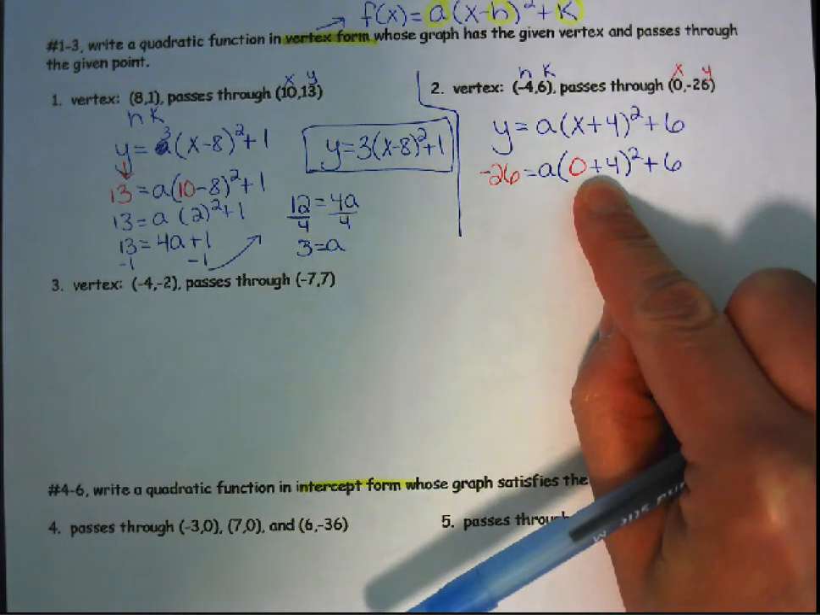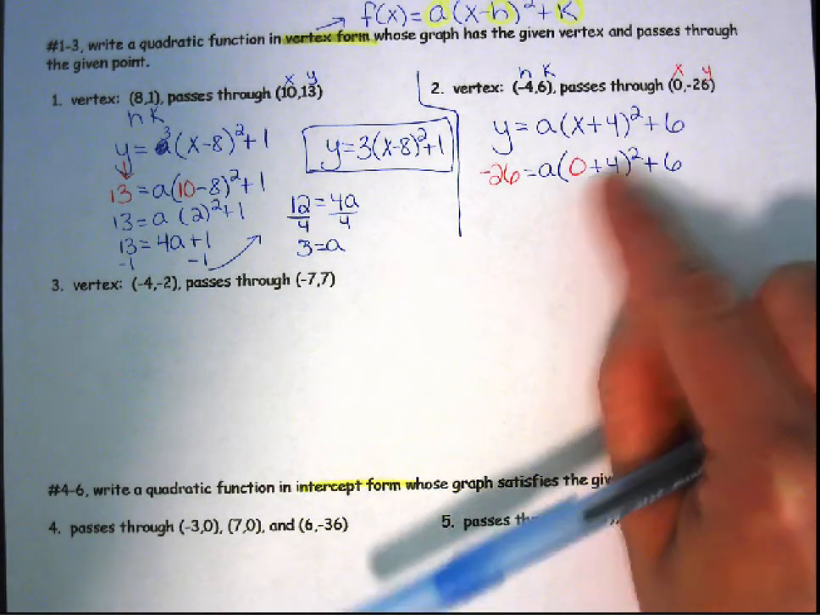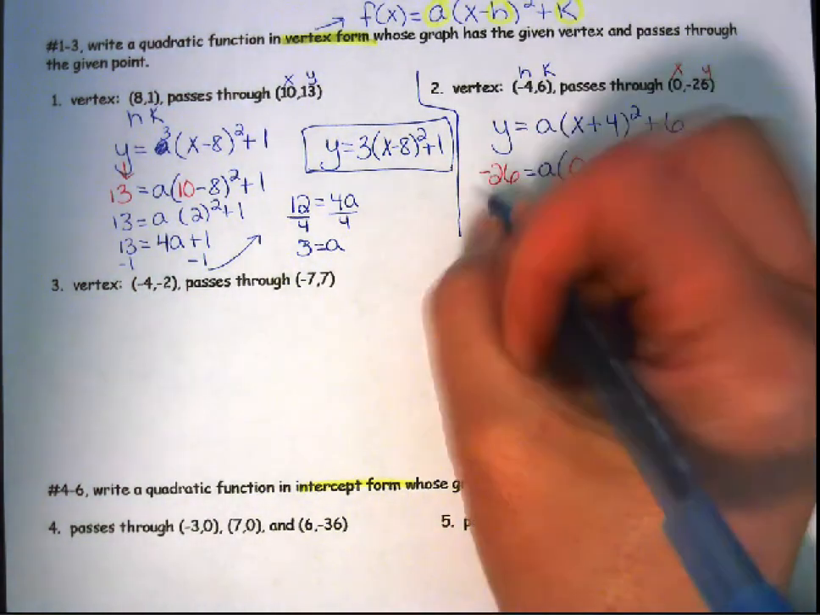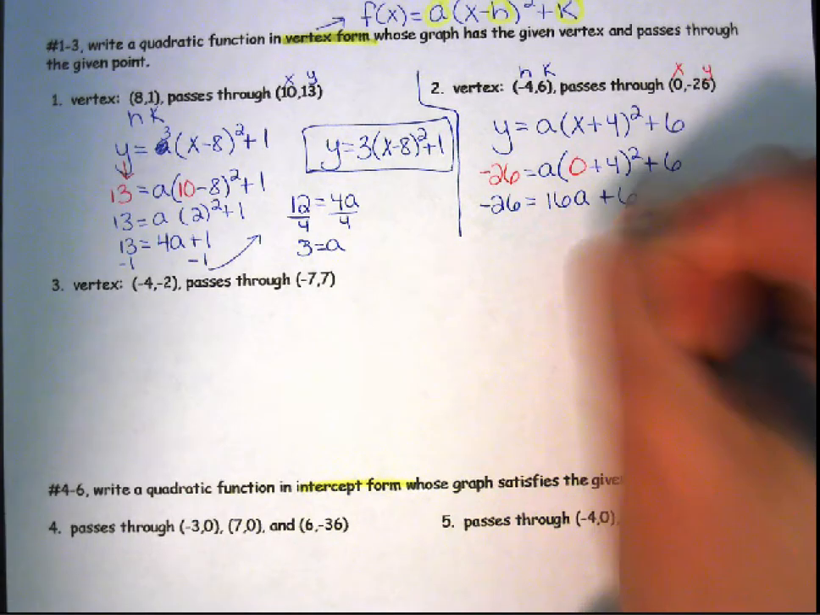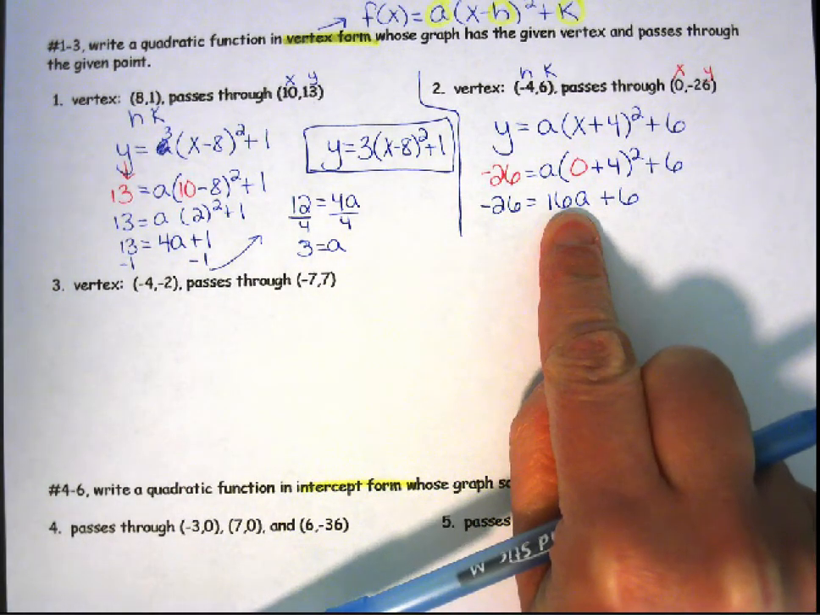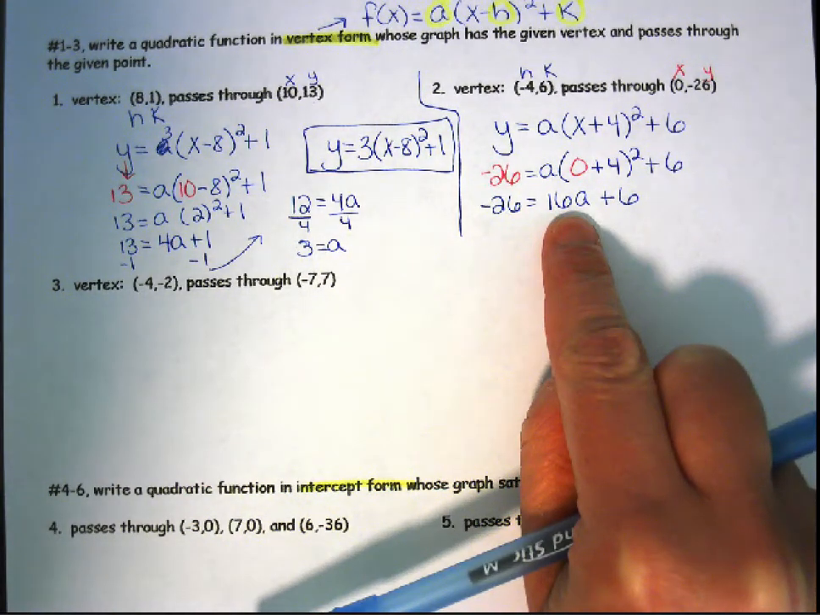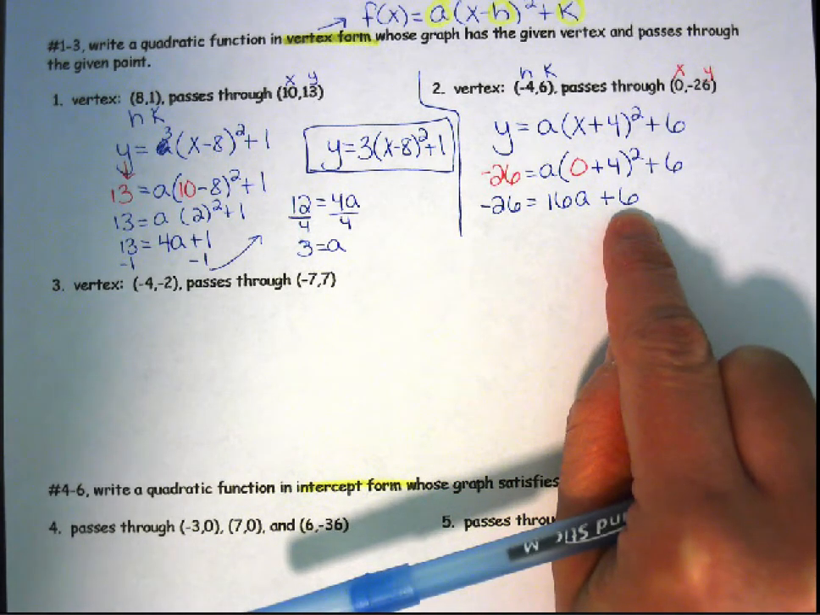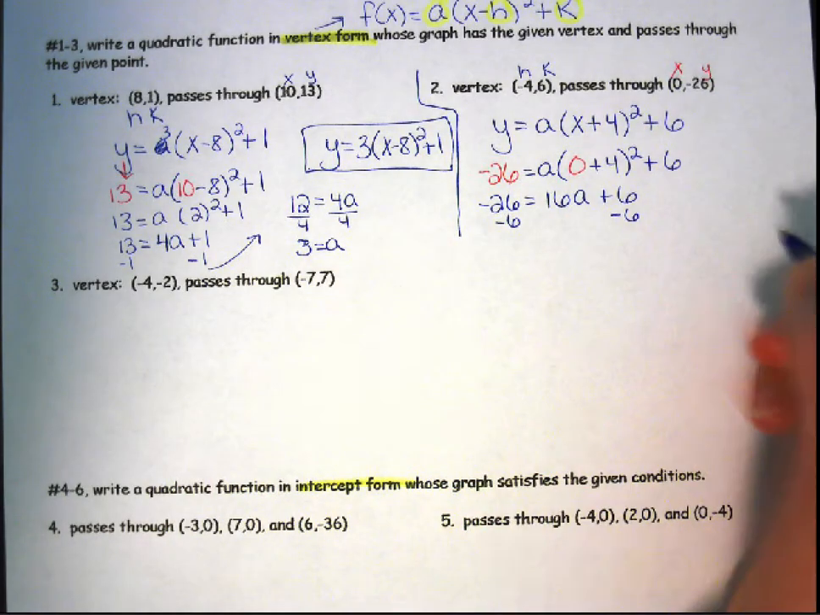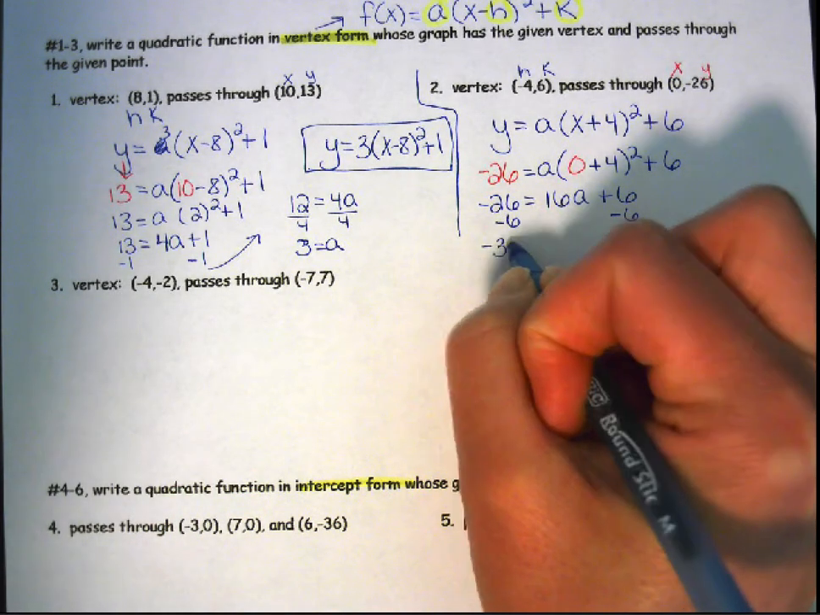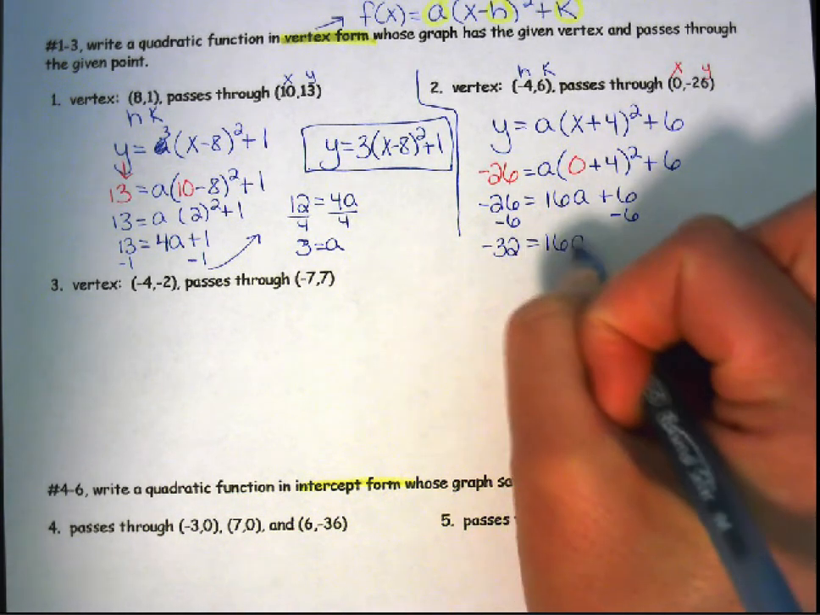And now 0 plus 4, that's easy. That's just 4. What's 4 squared? 16. So we have negative 26, 16a plus 6. Again, do you notice how I put the number in front? Now, solving equations, I have to move the 6 first. I cannot put those together. So you want to move the 6. So you're going to get negative 32 is equal to 16a.